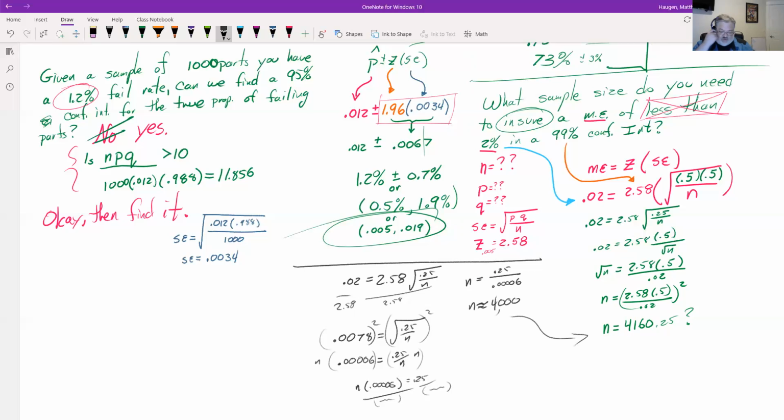Now, chances are, if you were doing a study, 4,000 would actually work because, again, 50/50 is our worst case scenario. But if you want to ensure that the margin of error was less than 2%, you'd need at least 4,161 in your sample. But again, chances are 4,000 would be sufficient.